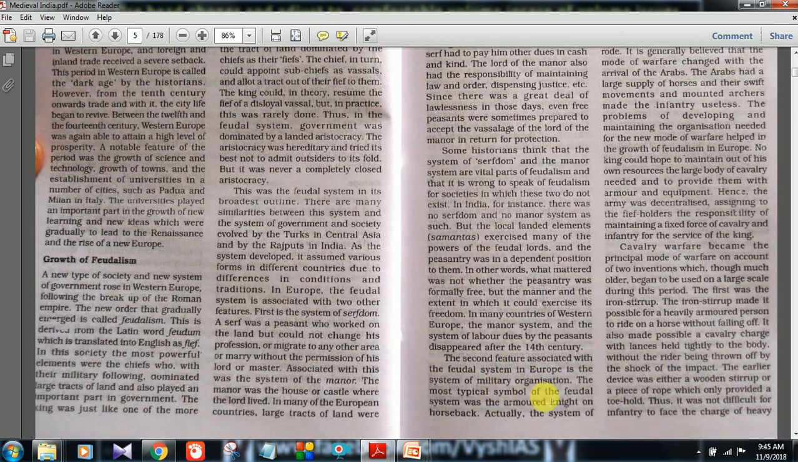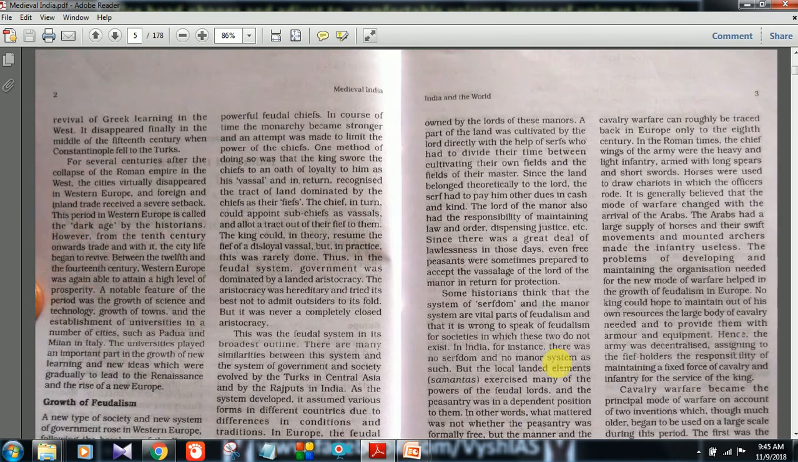The most typical symbol of the feudal system was the armored knight on horseback. Okay, you would have seen in movies and cartoons and all these things. Okay, armored knight, how it looks like. So actually, the system of cavalry warfare can roughly be traced back in Europe only to the 8th century.